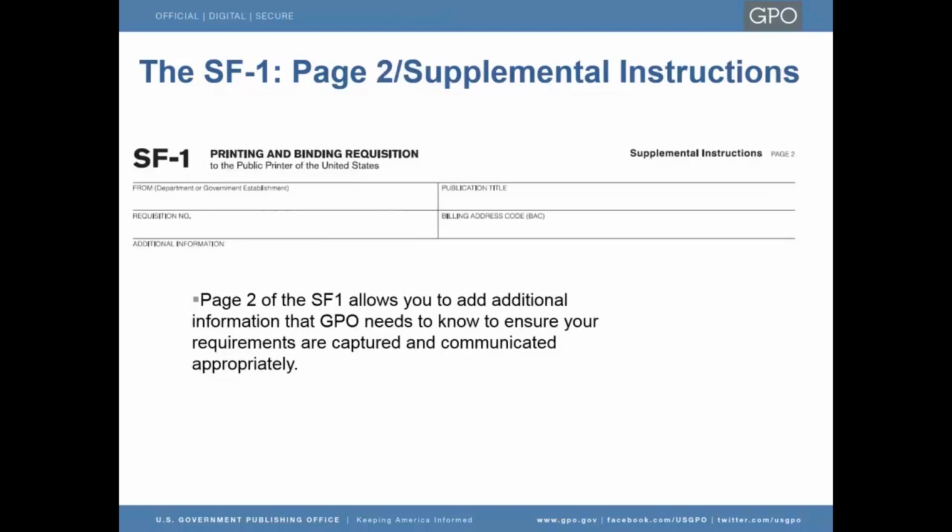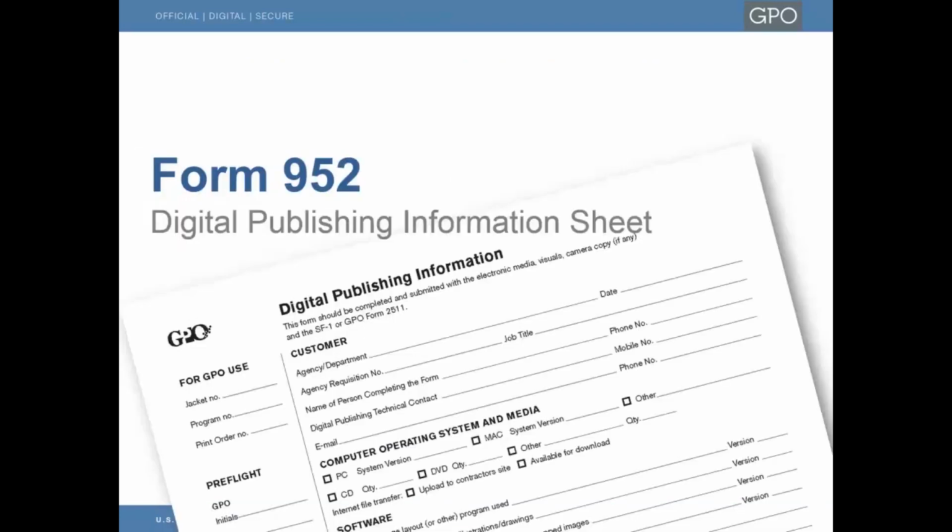Page 2 of the SF1 provides space for you to add supplemental instructions. You may enter any additional information here that needs to be communicated to GPO. Also be sure to enter the requested information in the 4 fields at the top of page 2. Now that we have covered the details of the SF1 as an ordering document, we can talk about the main SF1 supplement, the Form 952 Digital Publishing Information Sheet.